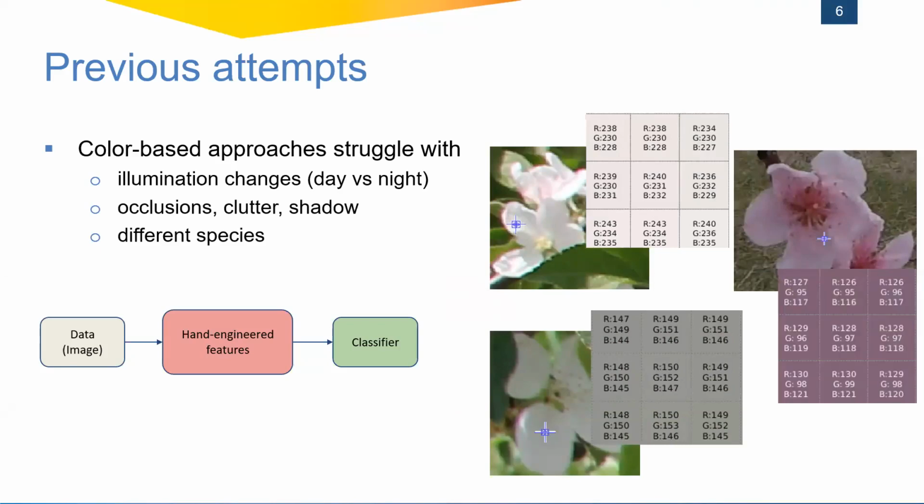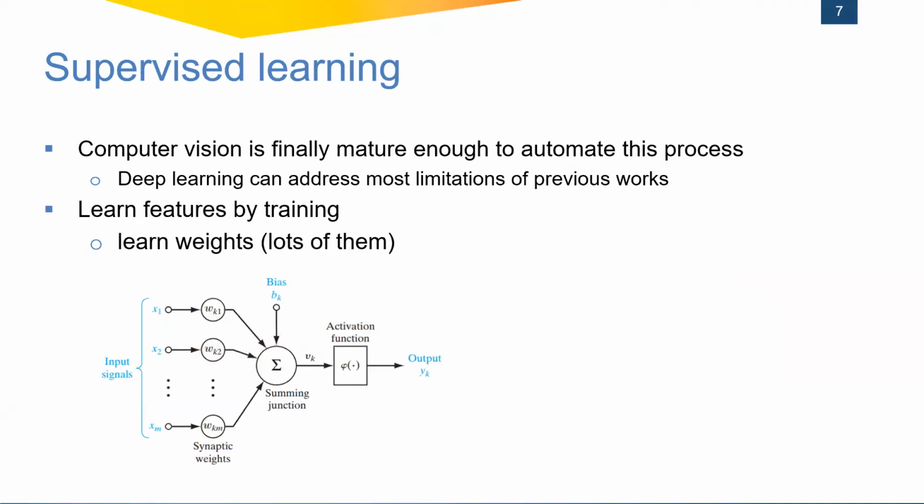Even worse, if you go to a different flower species, like the peach flower illustrated here, that is pink, that changes completely the type of color characteristics that you have, so a model suitable for the apple wouldn't work for peaches. And then what happened recently with the development of the deep learning approaches is that essentially they allow you to replace this idea of hand engineering features by something that you can learn by means of training. So how does that work?